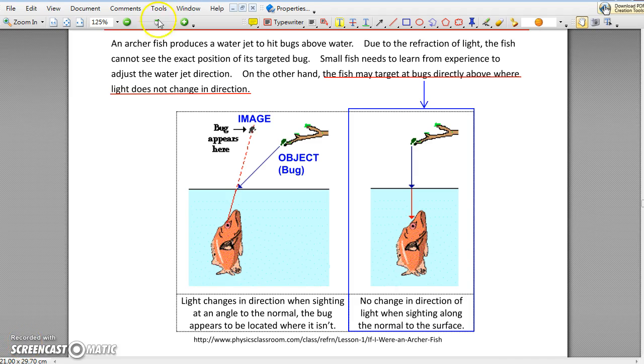In nature, an archerfish produces a water jet to hit the bugs above water. However, if the archerfish finds a bug at that position, due to the refraction of light, the image of the bug will appear here, so the fish will miss the target. On the other hand, if a fish targets a bug directly above it, there will be no refraction of light, so there is no change in direction.